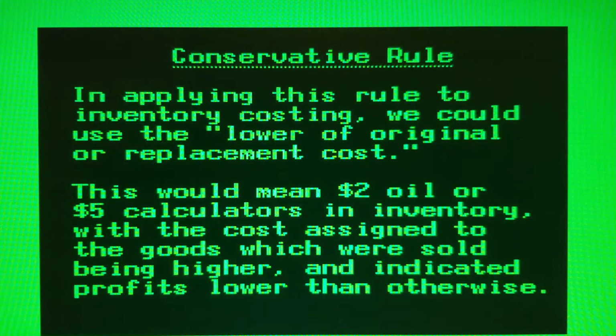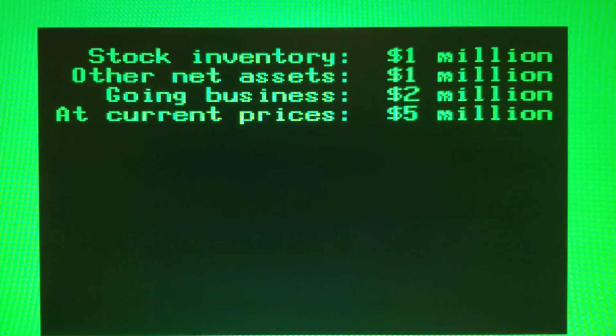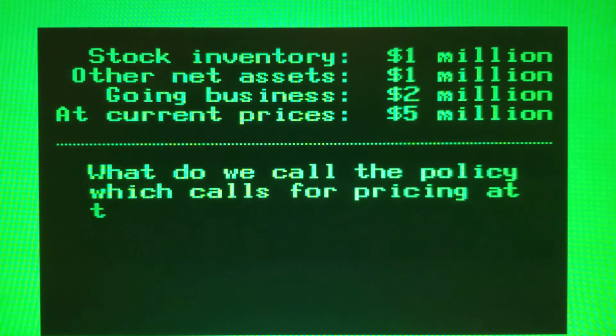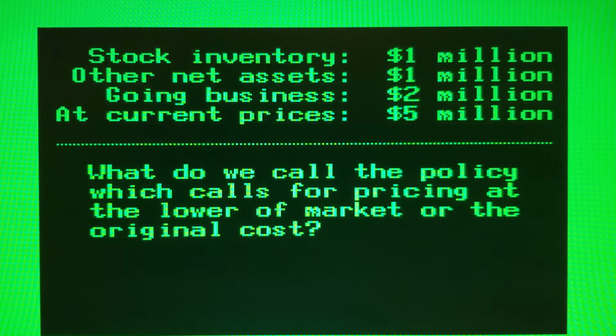This would mean $2 oil or $5 calculators in inventory, with the cost assigned to the goods which were sold being higher and the indicated profits lower than otherwise. If a refinery has a stock inventory originally priced at $1 million and other assets worth another $1 million, the entire facility may be worth $2 million as a going business. But if it were closed down, the oil inventory in process may actually be worth $5 million at current prices. What do we call the policy which calls for pricing at the lower of market or original cost?